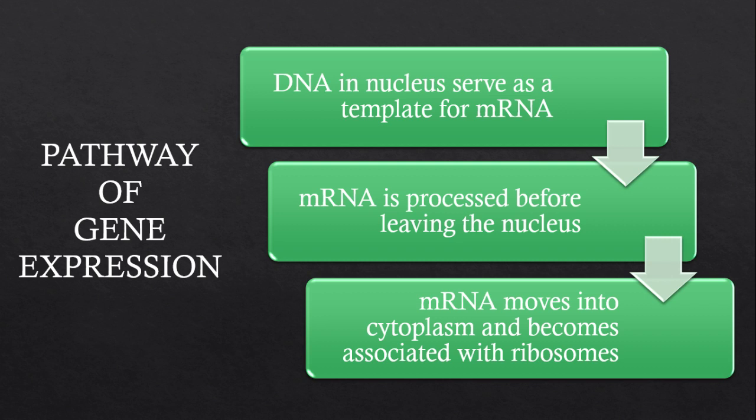Pathway of gene expression in detail. First, DNA in the nucleus serves as a template for mRNA. Second, mRNA is processed before leaving the nucleus. Third, mRNA moves into the cytoplasm and becomes associated with ribosomes.